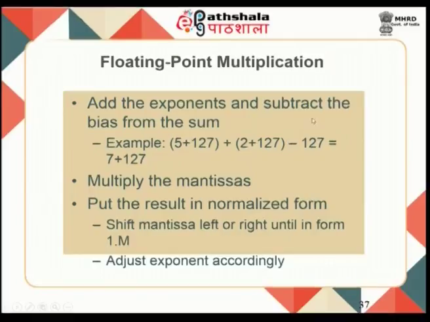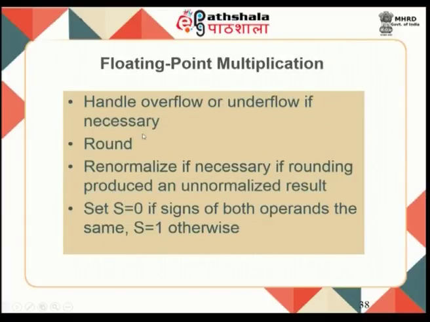So, once this operation is done, do the usual multiplication operation. We have already studied multipliers. So, a normal multiplier is used for multiplying the mantissas, and once the multiplication process is over, the result may not be available in the normalized form. So, you will have to put the result in normalized form. For that you will have to shift the mantissa left or right until it is in the normalized form of 1.x, and then accordingly adjust the exponent value. And finally, you will have to decide whether there is an underflow or overflow occurring, and then do the rounding off operation, and re-normalize if necessary if the rounding has produced an unnormalized result.